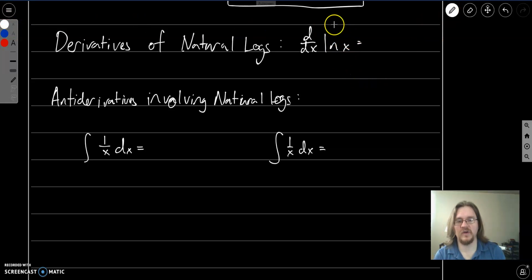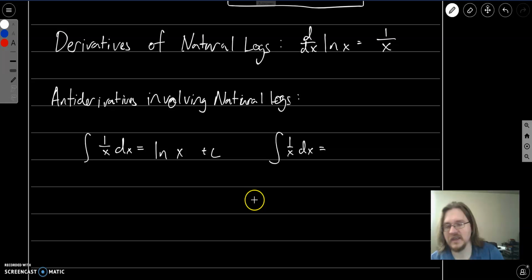So when we take the derivative of a natural log, this was one of the easiest logarithms to take the derivative of. This is just going to be 1 divided by x. So that means that if I take the antiderivative of 1 over x, I should get a natural log, right? Because the antiderivative should just go backwards. So I do want to get the natural log of x, and I can't forget my plus c.